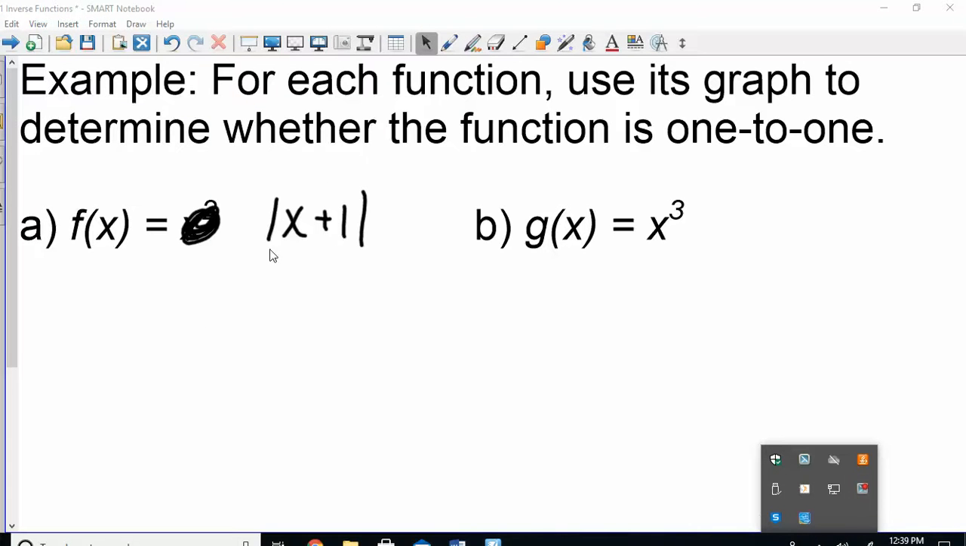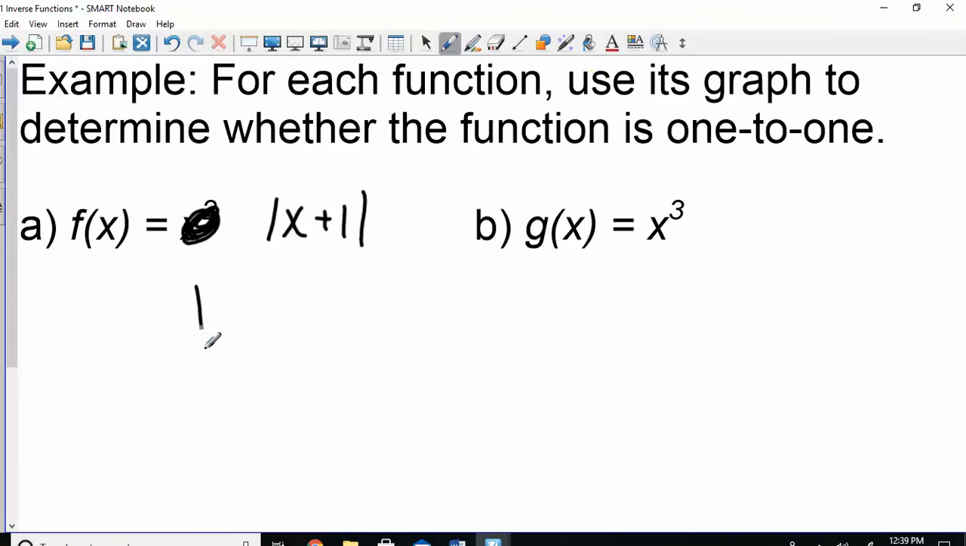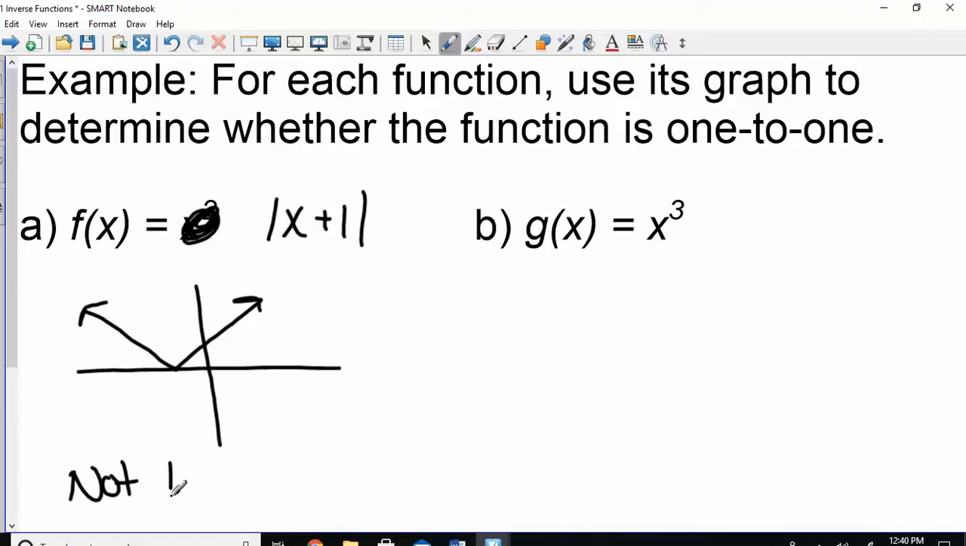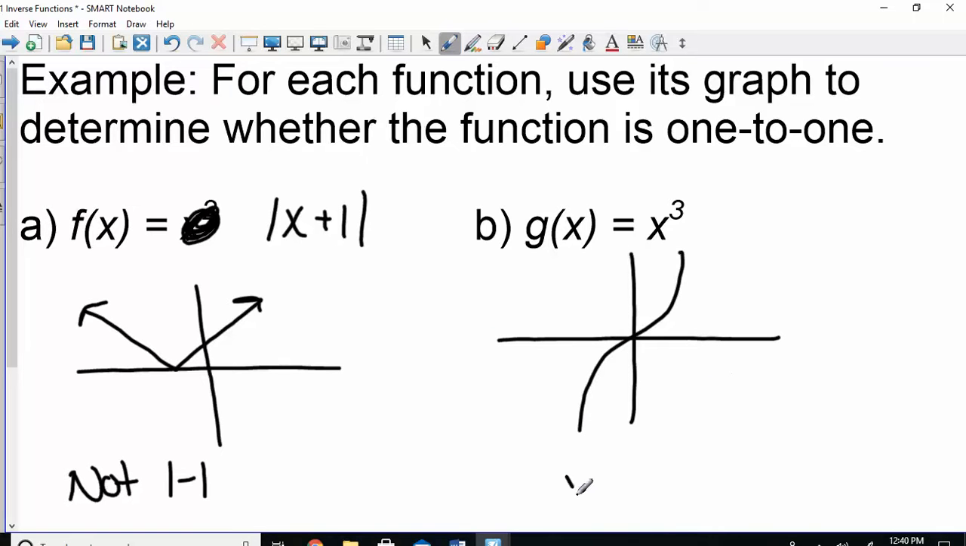What does it look like? A V. So v, that plus 1, if you add to the x, remember it moves it to the left. So it looks roughly like this. So is that 1-to-1? No. B, x cubed, that's just your chair. So is that one 1-to-1? Can everyone tell from the graph if it's 1-to-1 or not?